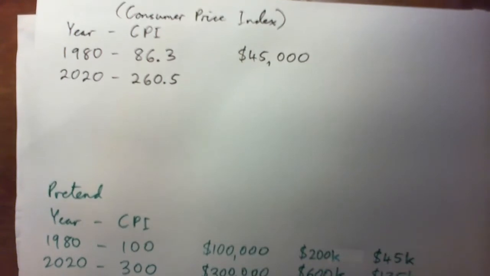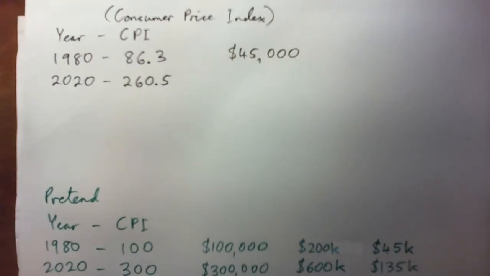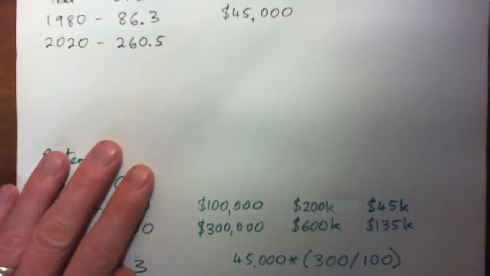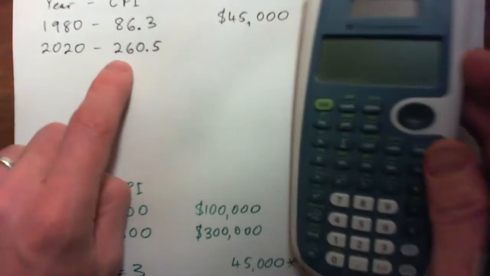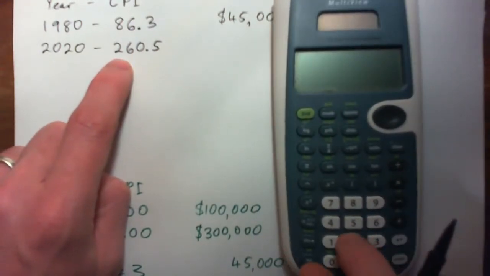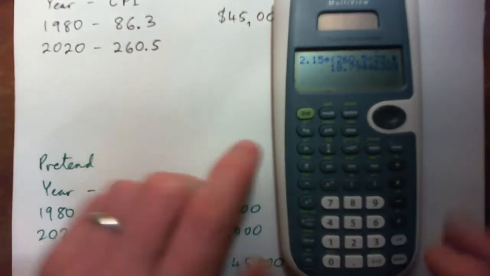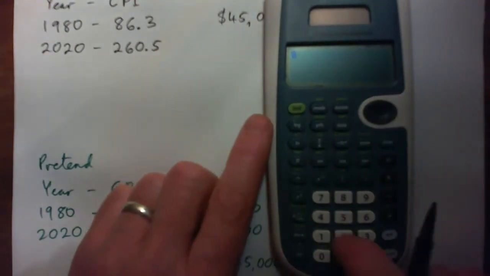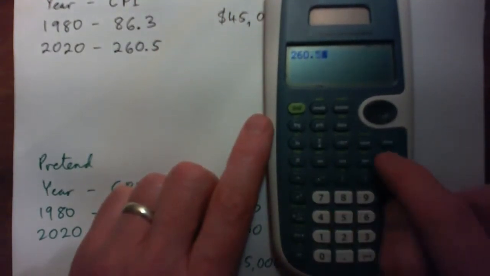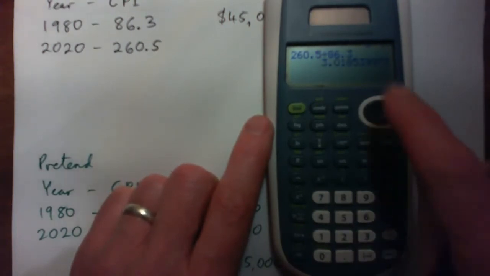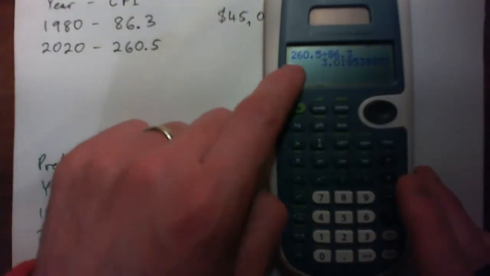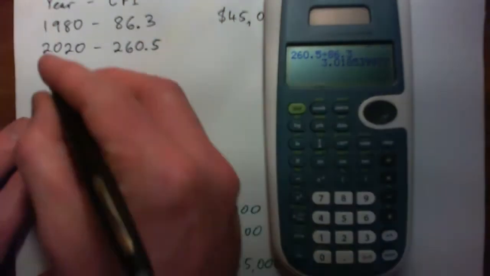So back to the messy numbers. Can you do it now? Same thing, different numbers, same formula, same process. I'll walk through this step by step. I'm going to start just for fun by turning on the calculator: 260.5 over 86.3. Oh my gosh, it's almost three, same thing. 3.018.